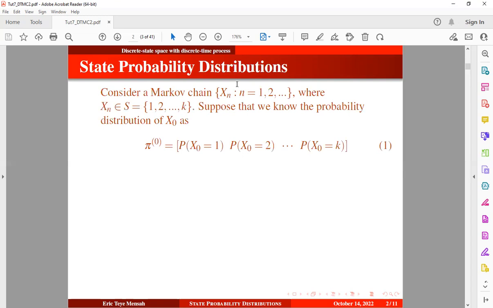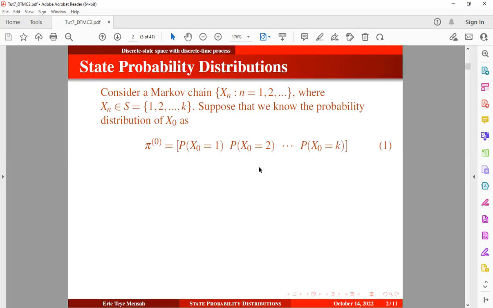So consider a Markov chain where the state space is finite. Suppose we know the probability distribution of the process at time 0, and this is shown in equation 1. This is the state probability distribution at time 0, which is similar to the initial probability distribution. This is the probability that we are going to observe the process in a finite number of states at time 0. If we assume that the process is starting from state 1 at time 0, then the probability for this process is going to be 1, and the probability that we are going to observe the process in any of the other states will be 0.